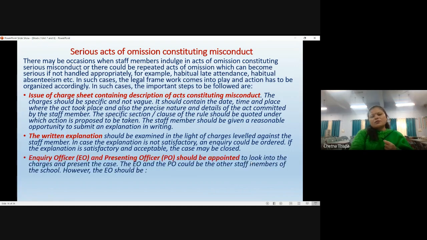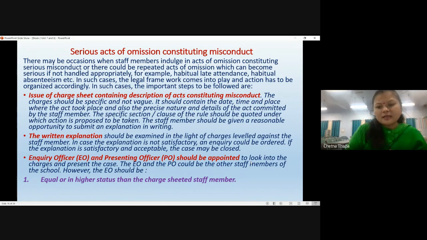The inquiry officer or the EO and the presenting officer PO should be appointed. These two officers should be looking into the charges and presenting the case. The EO and the PO could be other staff members of the school. However, the EO should be equal or higher in status than the charge sheeted staff member. If it is a coordinator, then a member who is higher in status than the coordinator, or might be another coordinator of your school. So the inquiry officer should have an equal or higher status than the charge sheeted staff member.